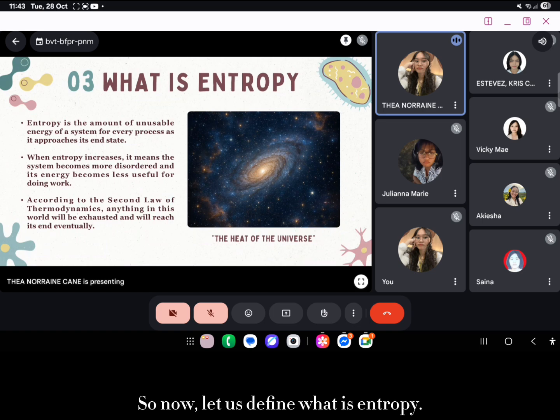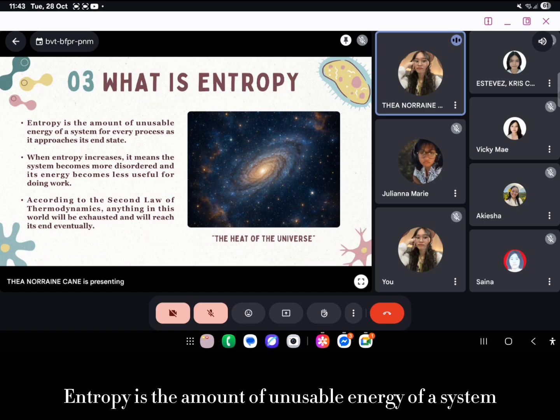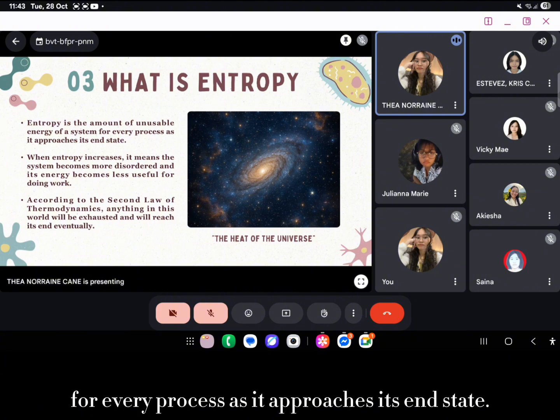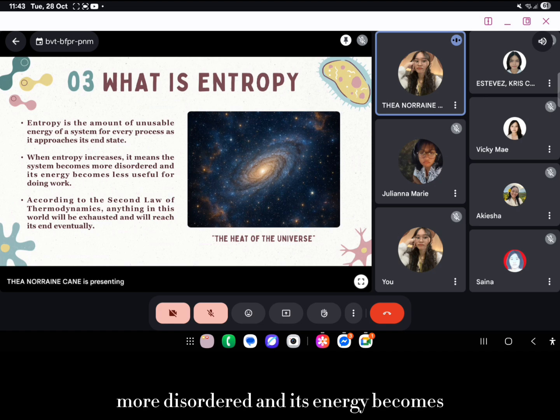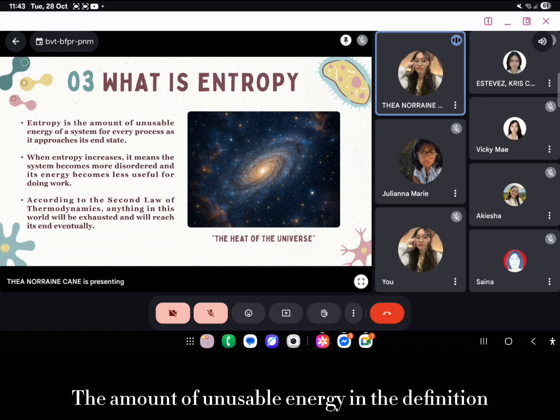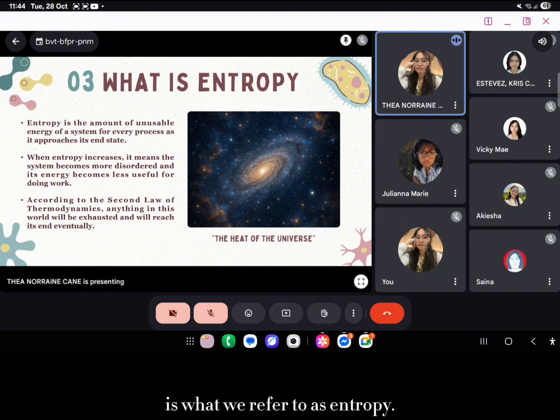So now let us define what is entropy. Entropy is the amount of unusable energy of a system for every process as it approaches its end state. When entropy increases, it means the system becomes more disordered and its energy becomes less useful for doing work. The amount of unusable energy in the definition is what we refer to as entropy.